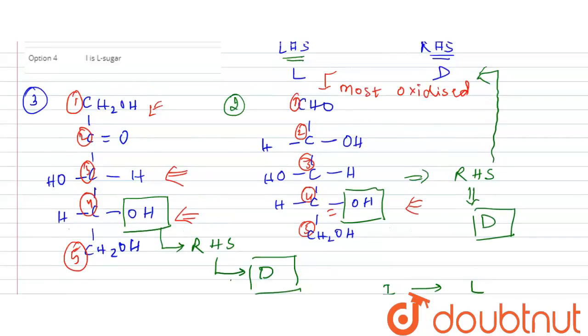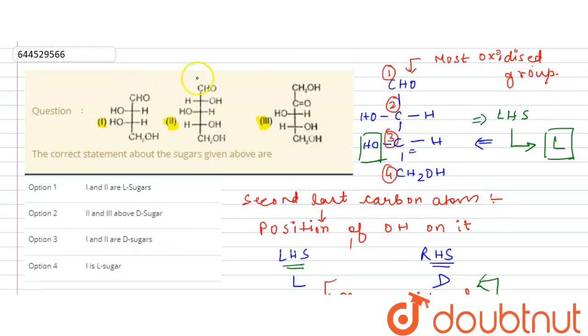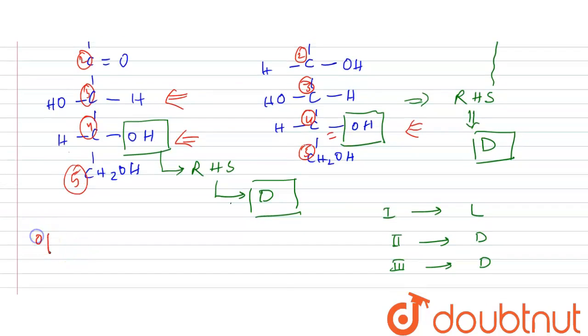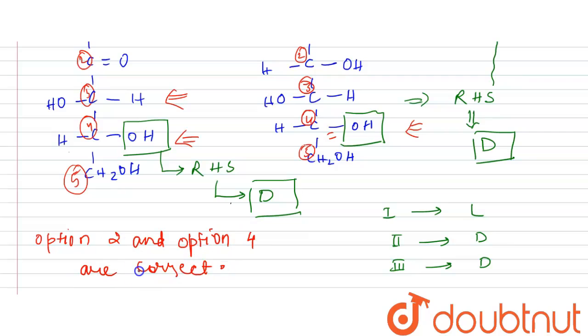So let's check the options. The options are given like this. Second and third are L sugars, definitely not. First and second are L sugars: first is L but second is not L. Second and third are D sugars, yes, second and third are D sugars. First and second are D sugars, no, first is not a D sugar. First is an L sugar, yes, first is an L sugar. So finally you have option 2 and option 4 as the correct choices. Option 2 and option 4 are correct. I hope you have understood.